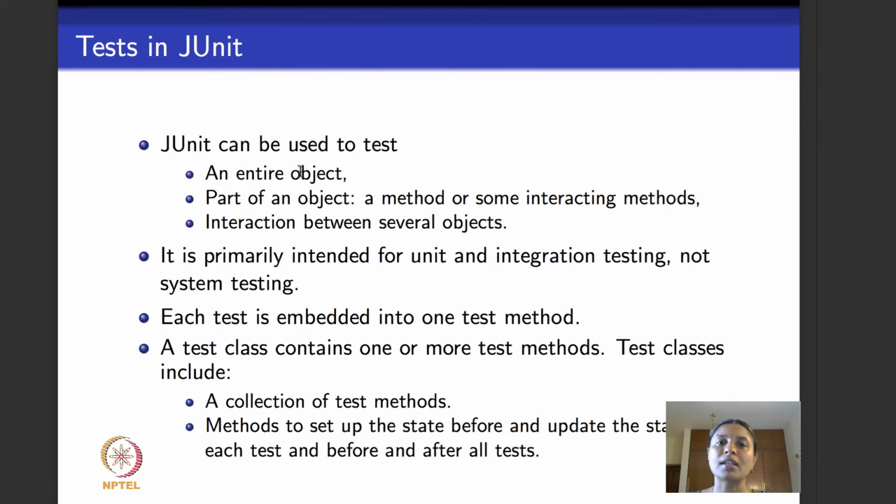So it can be used to test an entire object. It can be used for just one method or certain interacting methods within an object. It's up to you. So JUnit has what are called test methods, and each test is embedded into one test method. Then it has a test class that contains one or more test methods. A test class, apart from this, can also have methods that are used to set up the software to the state before and update the state after each test. So the methods can also be used to run the prefix and postfix values that I was telling you about. And then there are core test methods, which actually contain the test cases that have to be executed.